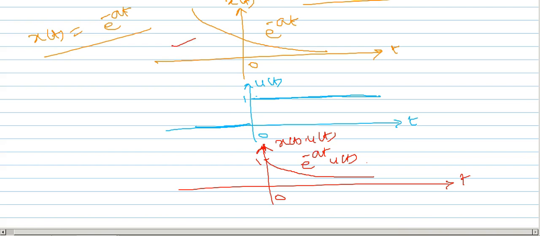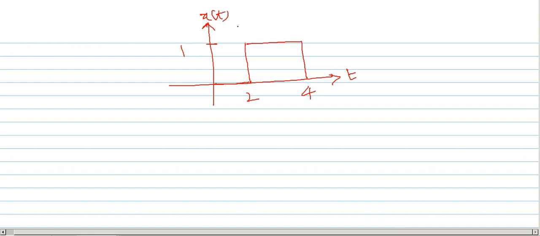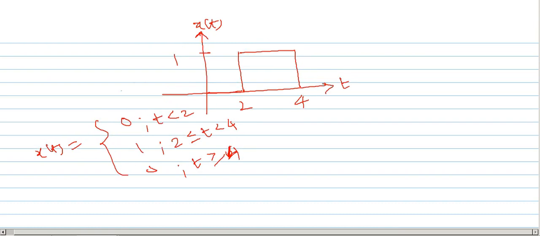Now we can see a few more examples. For example, we want to represent this pulse. A pulse is a signal which is non-zero for a finite duration of time and 0 otherwise, and this amplitude is say 1. So this is some signal x of t, and to give its mathematical description we define the signal as 0 for t less than 2, 1 for t between 2 and 4, and again 0 for t greater than or equal to 4. This is the piecewise equation, so this is one way to represent this pulse.